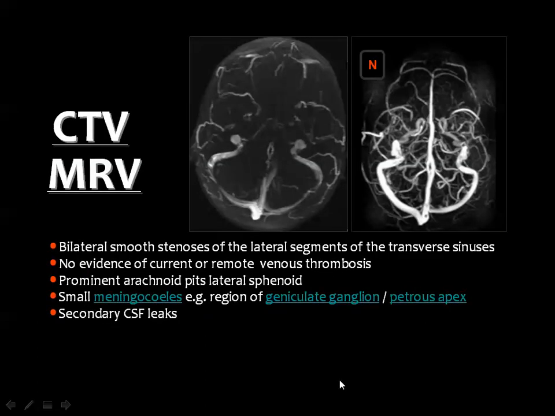And one of the important findings of this disease, if you have the MR venogram, is that you see attenuated lateral aspect of the transverse sinuses, bilateral and almost symmetric. Bilateral smooth stenosis of the lateral segment of the transverse sinuses. This is the normal appearance of the transverse sinuses, and this segment is usually stenotic on both sides in patients with idiopathic intracranial hypertension.